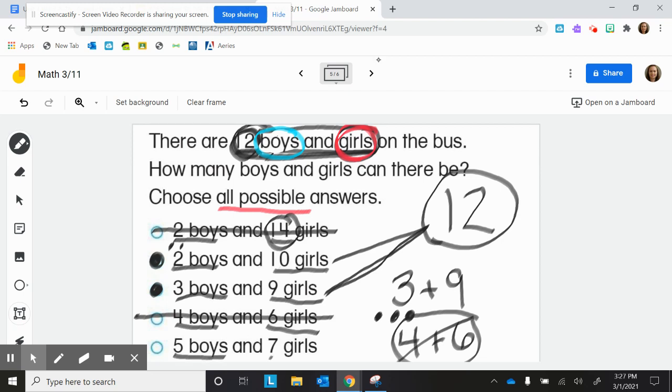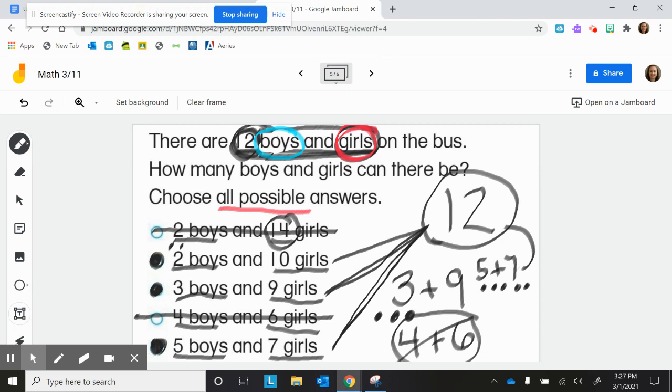Well, what about 5 boys and 7 girls? Let's put it right here. 5 boys plus 7 girls. Let's tap 7 and count on with 5. 7, 8, 9, 10, 11, 12. There's another possible one. That makes 12. So bubble that one in.